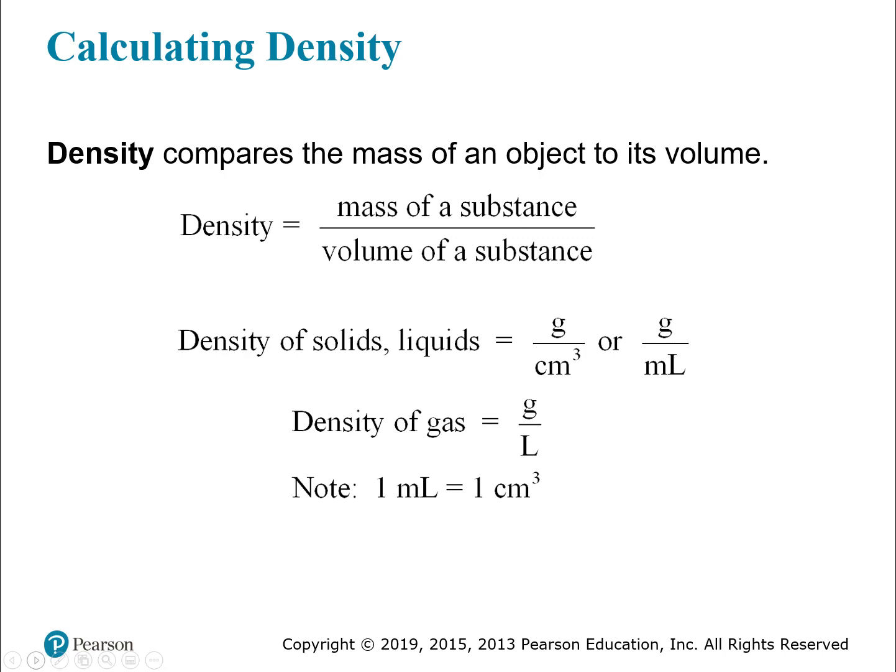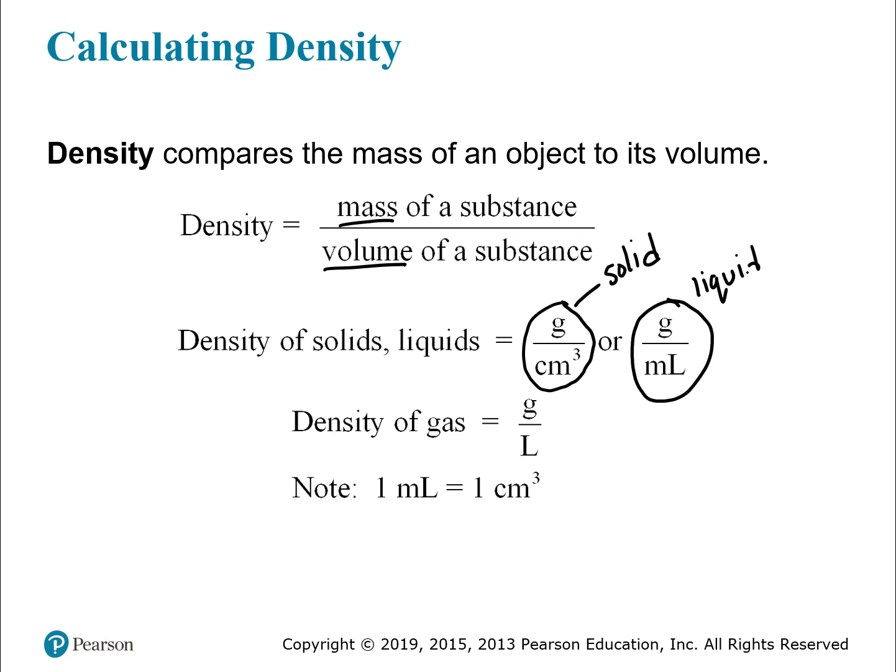When you're calculating density, you're looking at the mass of the substance divided by the volume of that substance. And if you're talking about solids, you're going to use grams per centimeter cubed as your units, whereas for liquid, you're going to use grams per milliliter. And that's simply because the volume for solids, you report in centimeters cubed, and for liquids, we use milliliter. They're the same thing, but it's just convention.